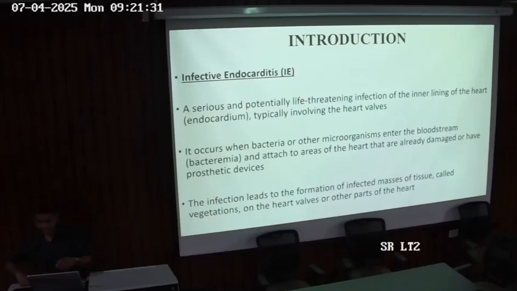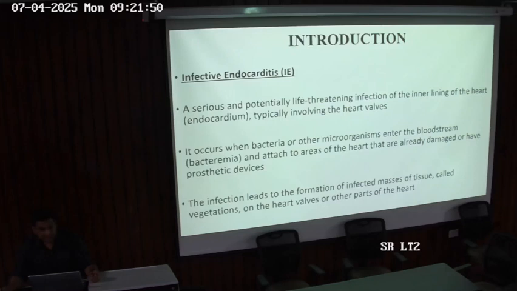Topic is infective endocarditis. It's a very important topic. There are a lot of MCQs in your exam, in the PG exam also, and there is a full question on infective endocarditis. And from a clinical perspective, it is an important topic.